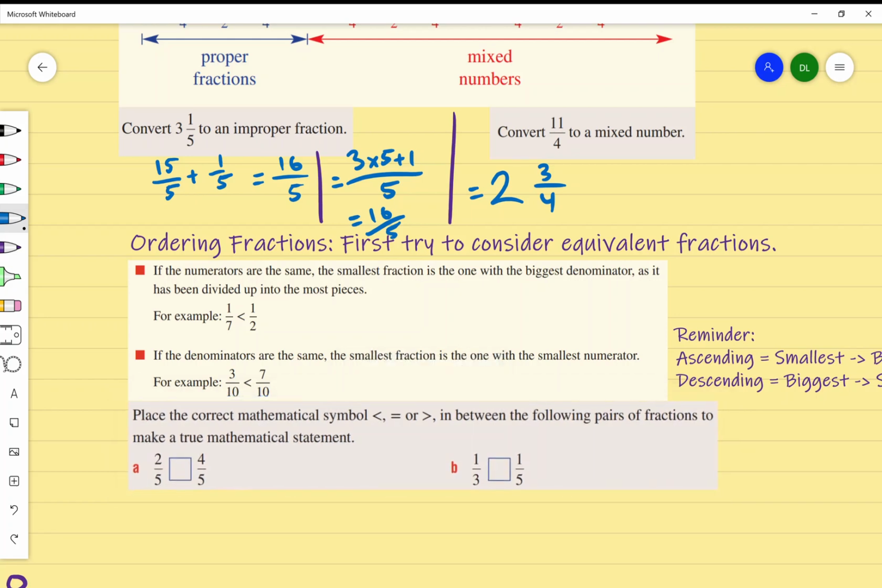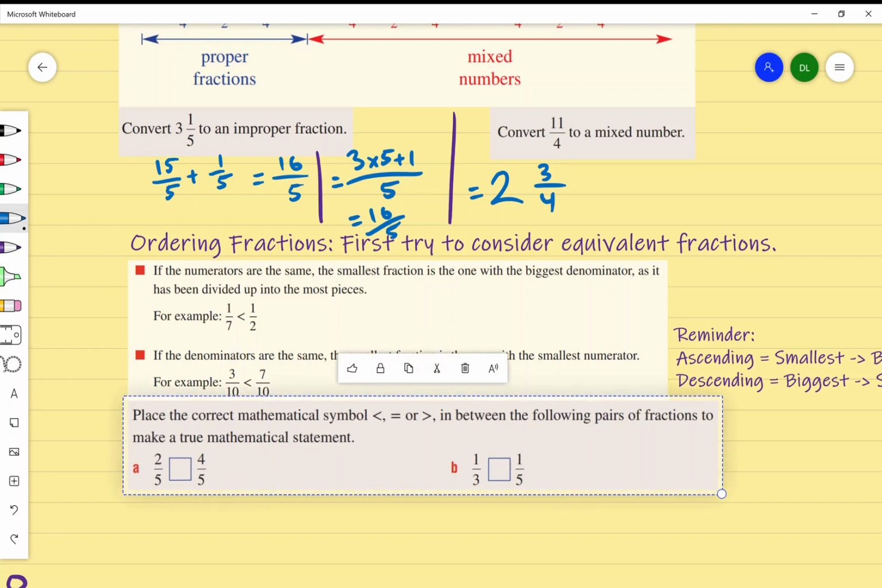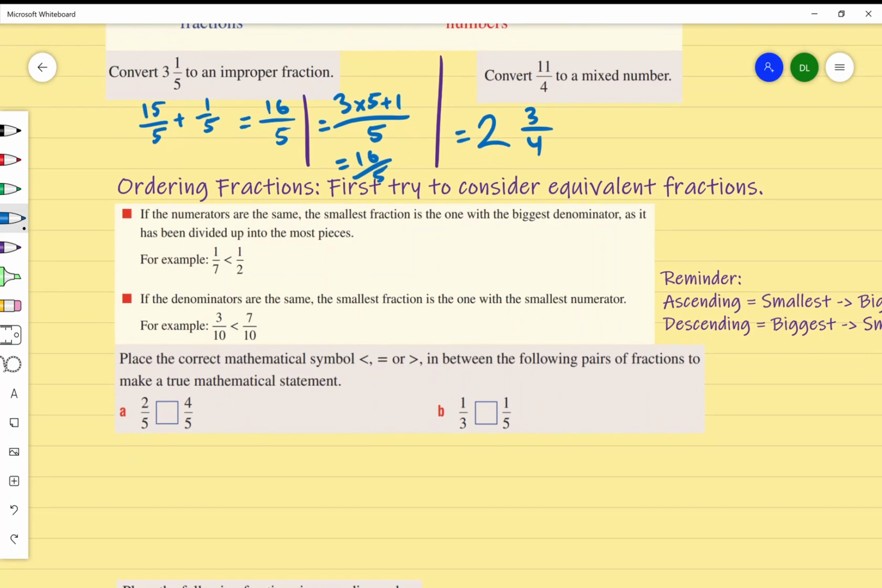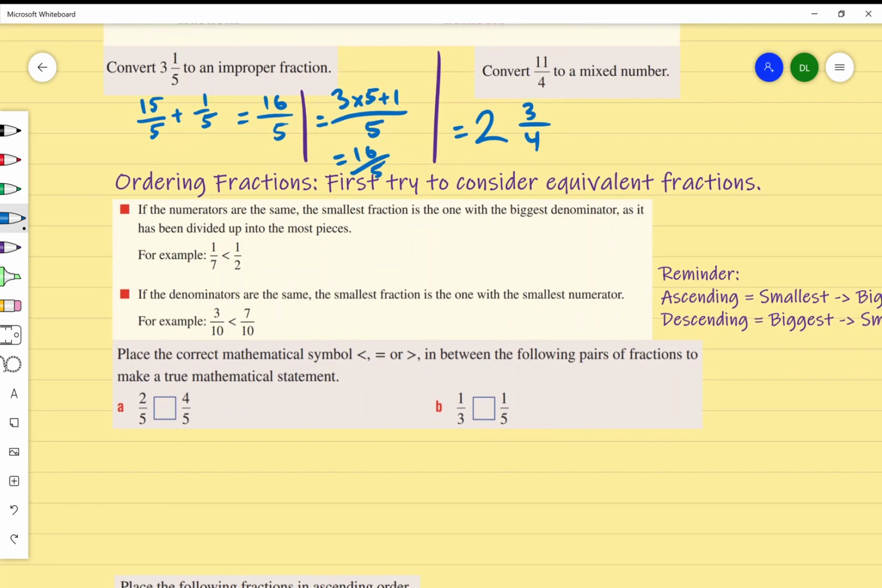If the denominator is the same, so the number on the bottom is the same, but the number on the top is smaller, then that becomes the smaller fraction. This is just a general rule of thumb. You're welcome to use it, you don't have to. Okay, so what I want you to do is place the correct mathematical symbol, so less than, equals to, or greater than, in between the following pairs of fractions.